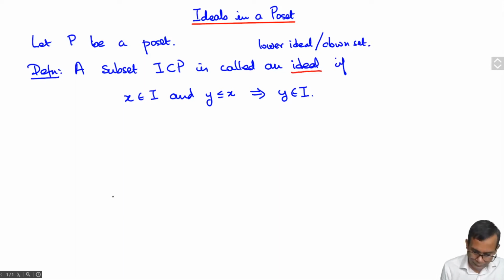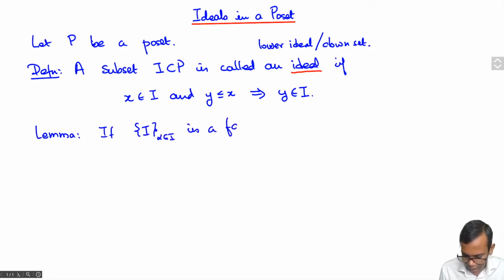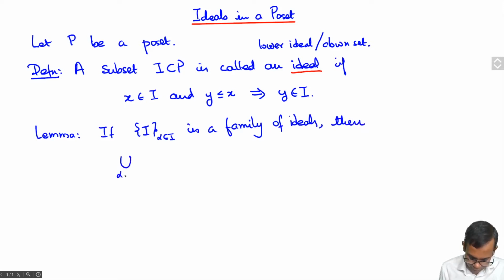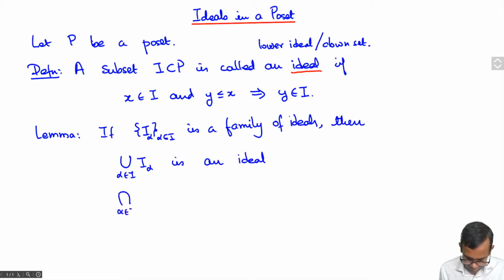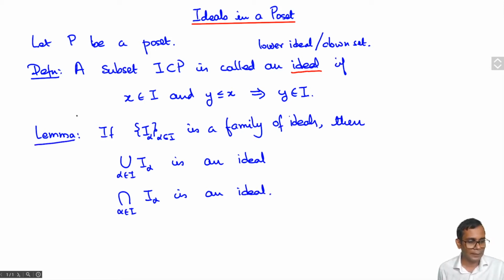Okay, so here's a simple lemma about ideals. If I_alpha, alpha in some indexing set, is a family of ideals, then the union of this family is an ideal, and the intersection is an ideal. These are very easy to prove from the definition of an ideal, and I'll leave you to just think it through.